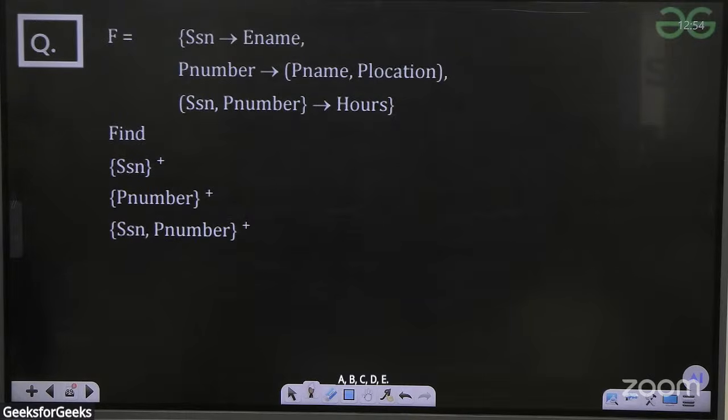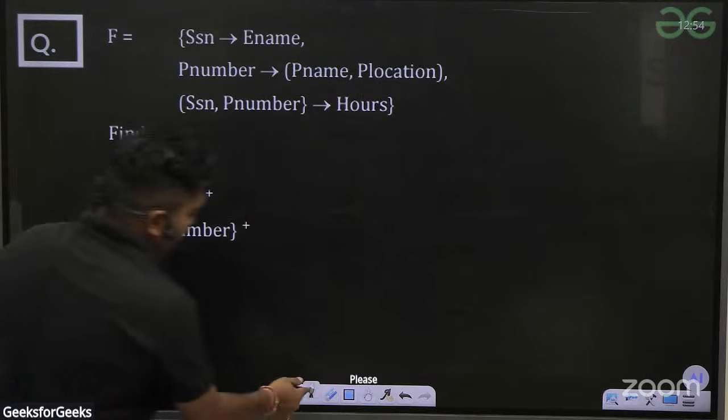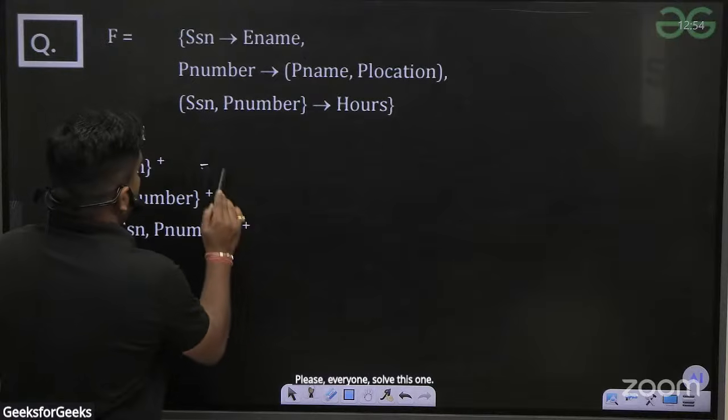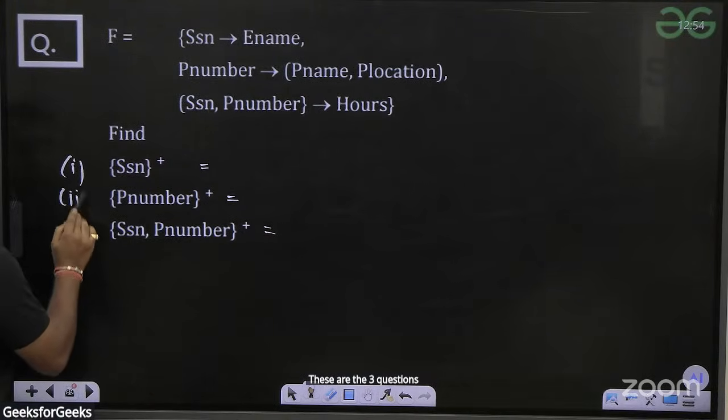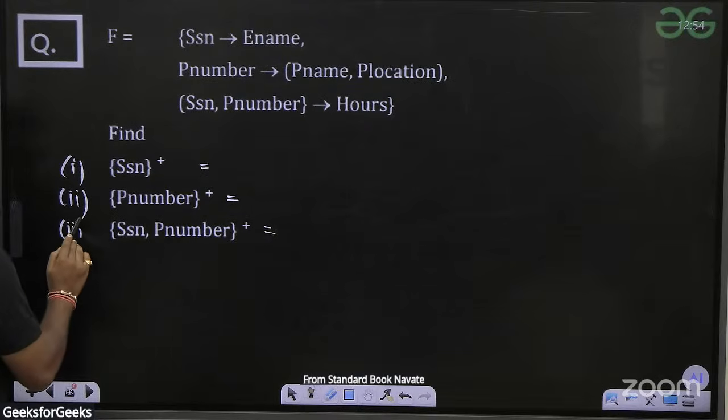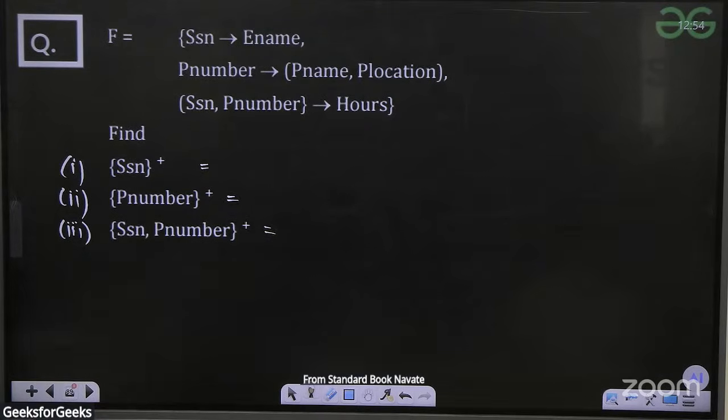Now solve this one. Please everyone, solve this one. These are the three questions from the standard book Navathe. Solve this question. Everyone solve please. And you will get a break at 1:15 to 2:30. Okay, 1:15 to 2:30.